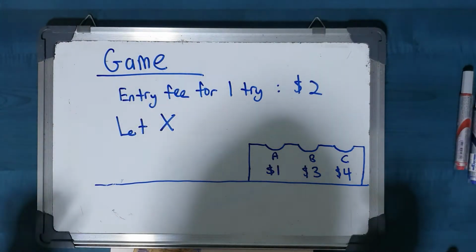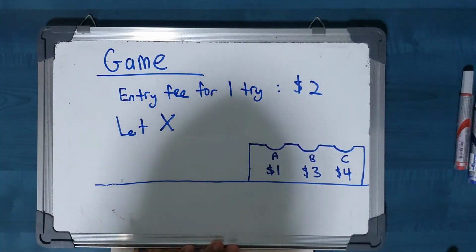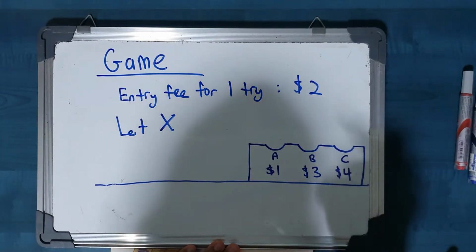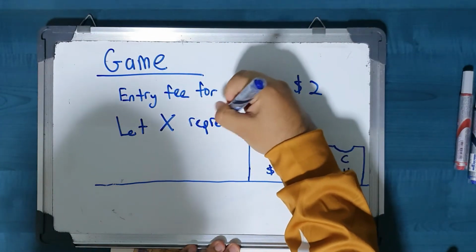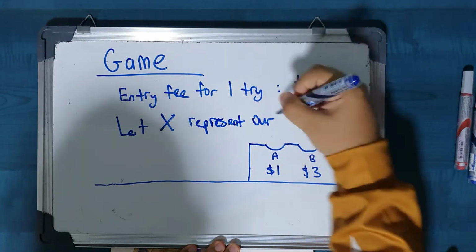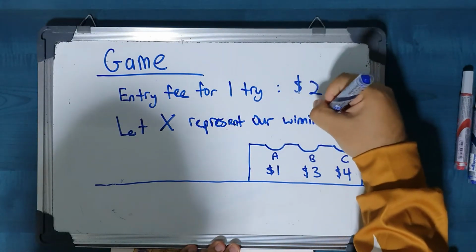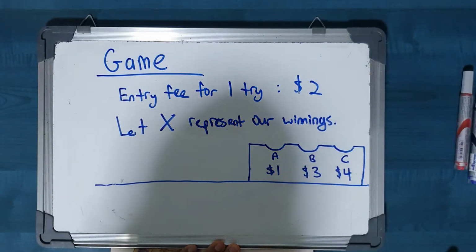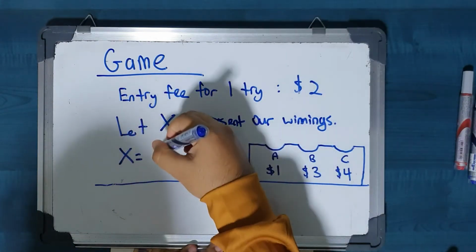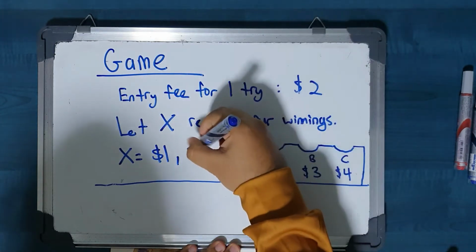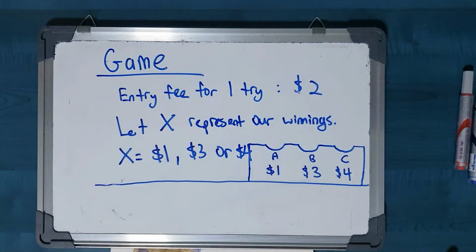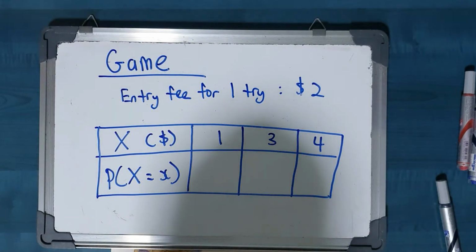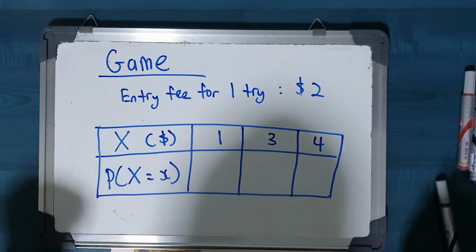So now let me use capital X to represent a discrete random variable. Okay, in this case it represents our winnings. So for this game, X can be $1, $3, or $4. And we put these values inside our discrete probability distribution table.